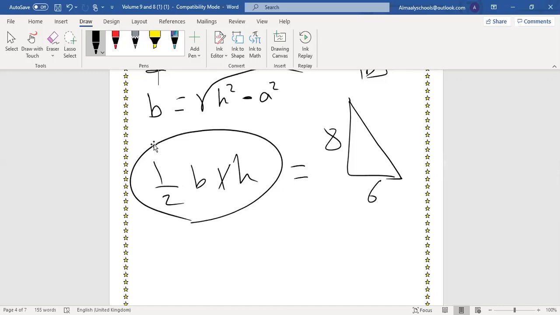It will be half multiplied by 8 multiplied by 6. Super, excellent. Half multiply 8 multiply 6 equals 24 centimeters.